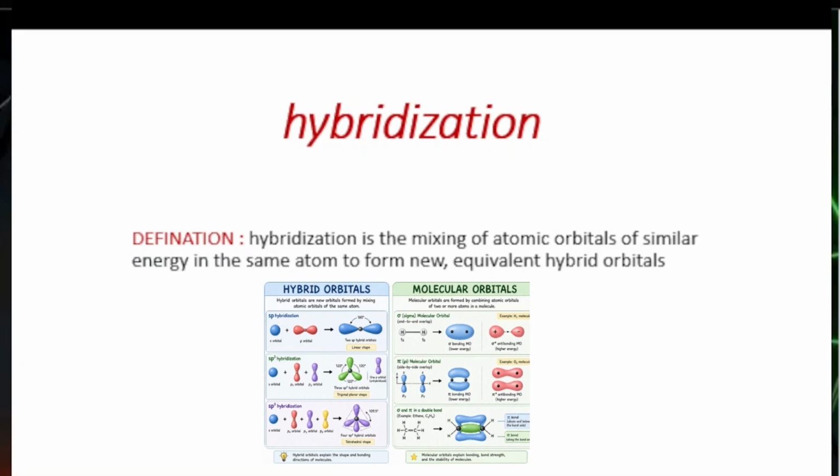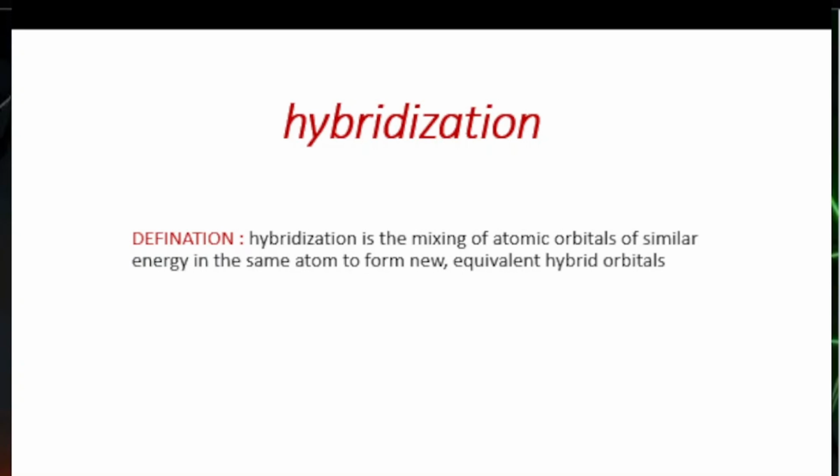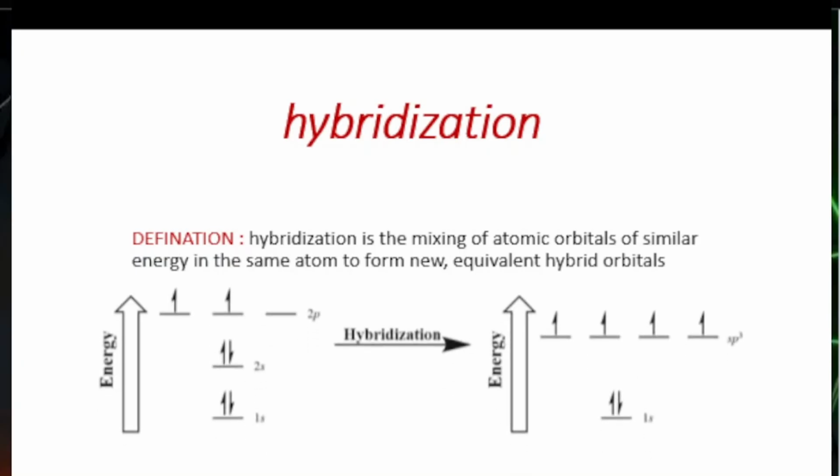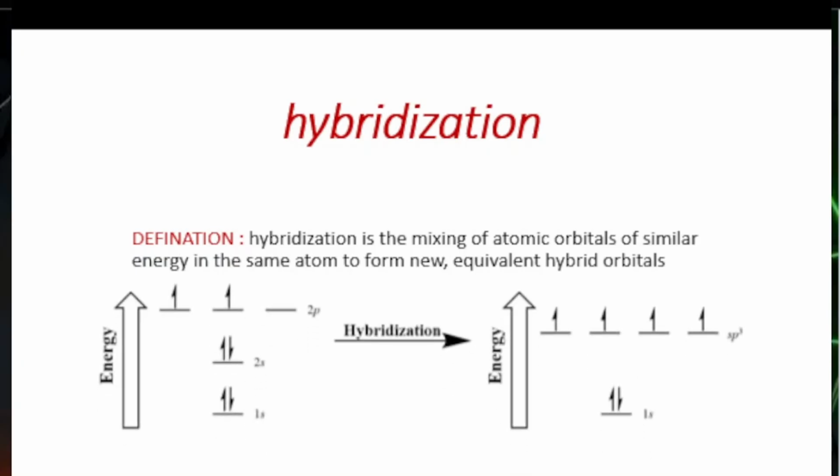Hybrid orbitals result from the combination of orbitals within a given atom, either prior to or as bonding with another atom takes place. Therefore, hybridization is the mixing of atomic orbitals of similar energy in the same atom to form new equivalent hybrid orbitals.